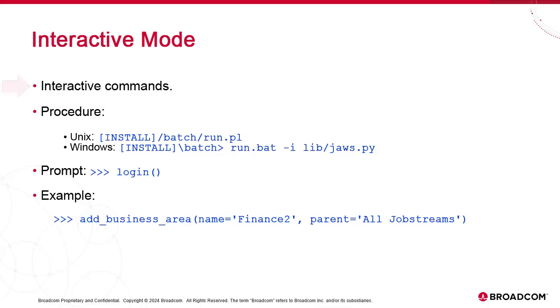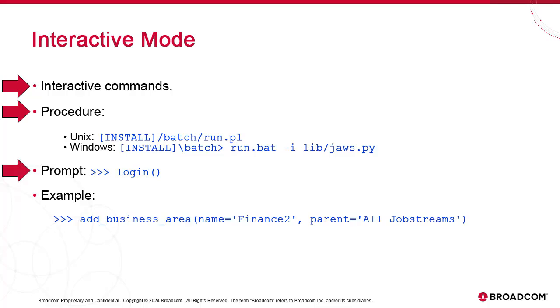The first mode of use is interactive. You connect to the server using the utility, log into the server, and you can start submitting commands. The utility is found in the batch folder of the installation directory. On Unix, we use the run.pl command, and on Windows, we use the run.bat -i lib/jaws.py command. This sets up a prompt.